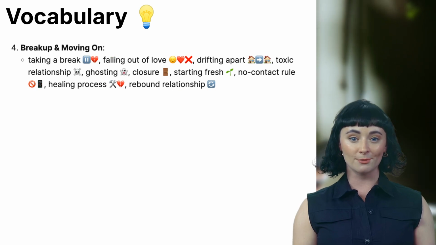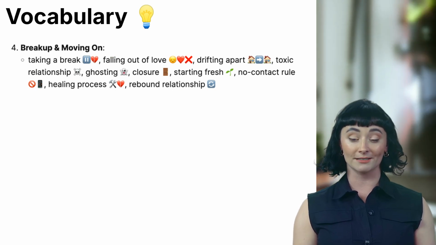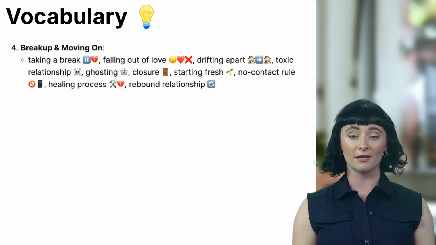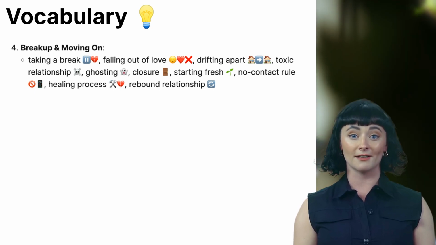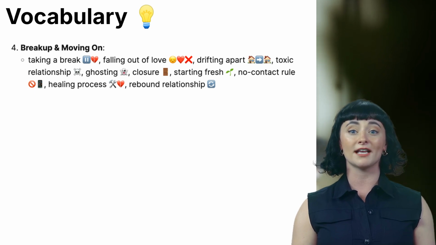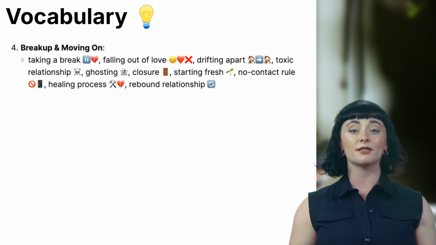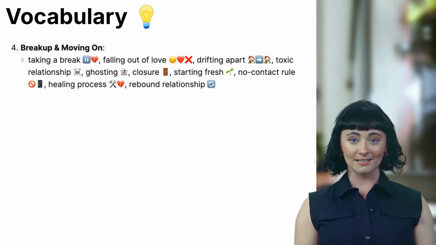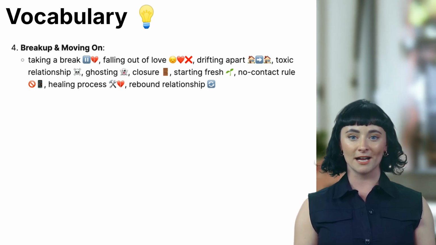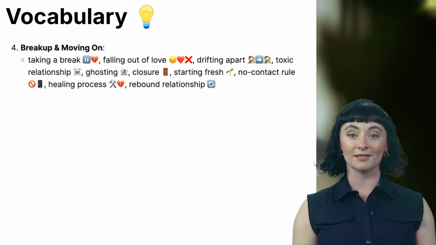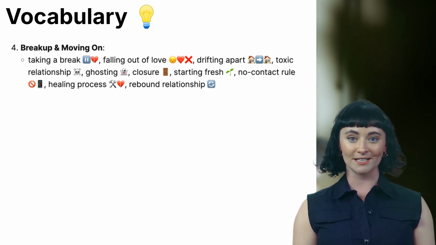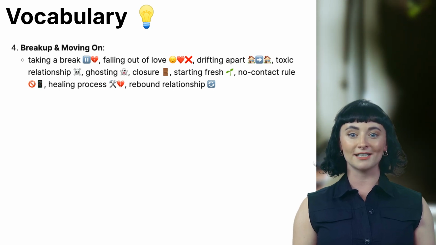4. Breakup and moving on. Taking a break, temporarily separating to think or work on issues. Falling out of love, losing romantic feelings over time. Drifting apart, slowly growing distant without a specific cause. Toxic relationship, a harmful relationship that affects well-being. Ghosting, suddenly cutting off communication with no explanation.